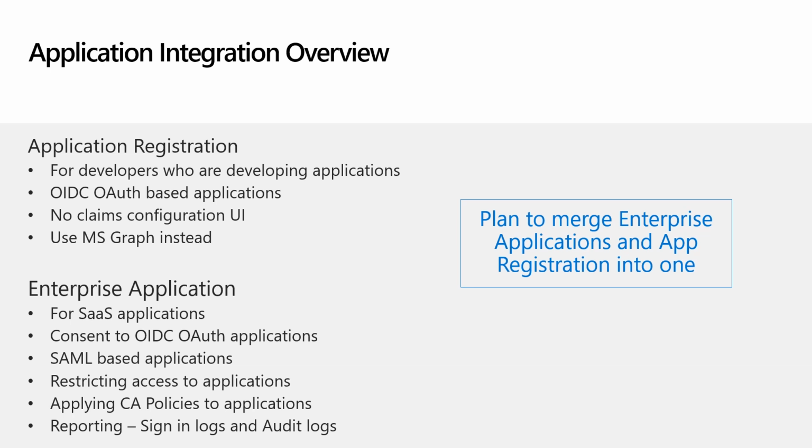Versus the enterprise application is more for SaaS applications, where you can provide consent to an application, add a SAML application and configure it for single sign-on, or use it for user provisioning. You can restrict access, you can apply different conditional access policies to it, and you can see the reporting, sign-in logs and audit logs. We know that these two options today confuse our customers, and that's where we have a plan to merge these two options into one so that we can provide one consolidated view. But that's something still in the future.